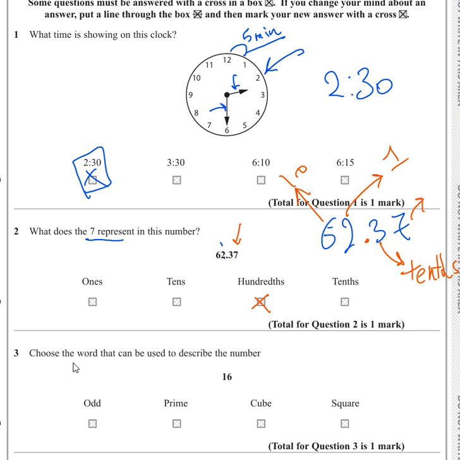Okay, choose the word that can be used to describe the number here. Okay, so the number here is 16. 16 is an even number. We don't have an even number, so that means odd number is wrong. 16 is not a prime number.